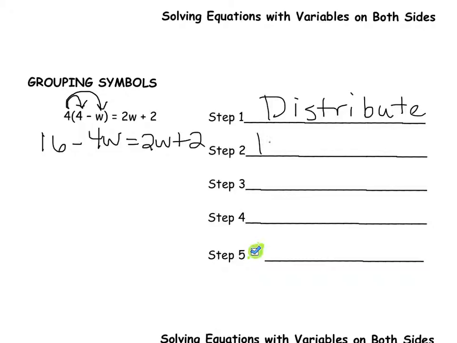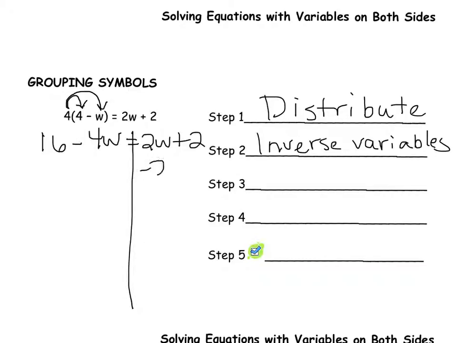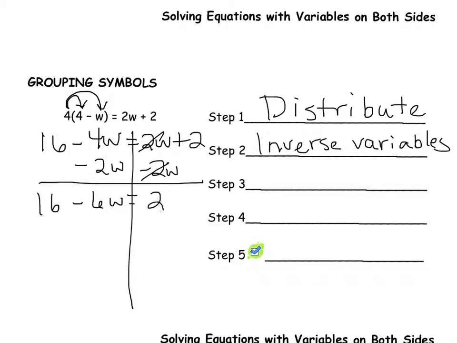Now we're going to do the inverse with the variables. So I'll draw my river. I'm going to subtract 2w. So my 2w's cancel. Negative 4w minus 2w is negative 6w. Still have 16, still have my equals, and I'll bring down 2.